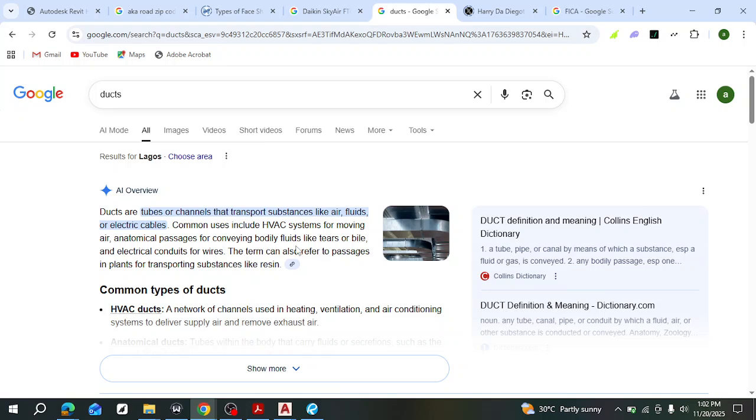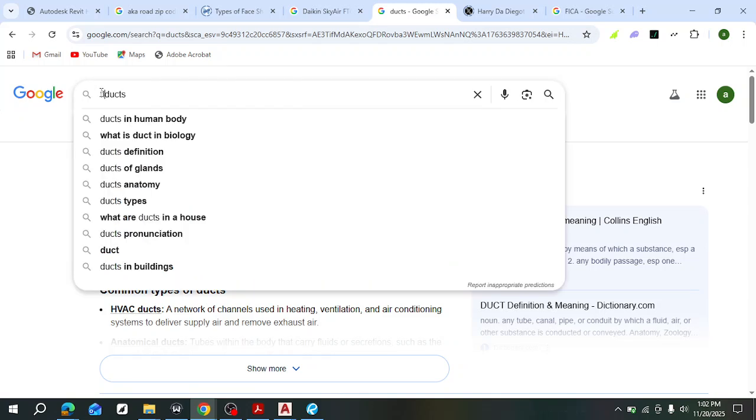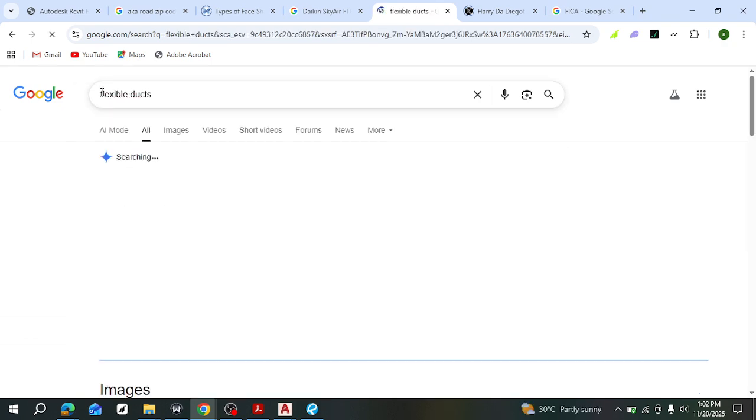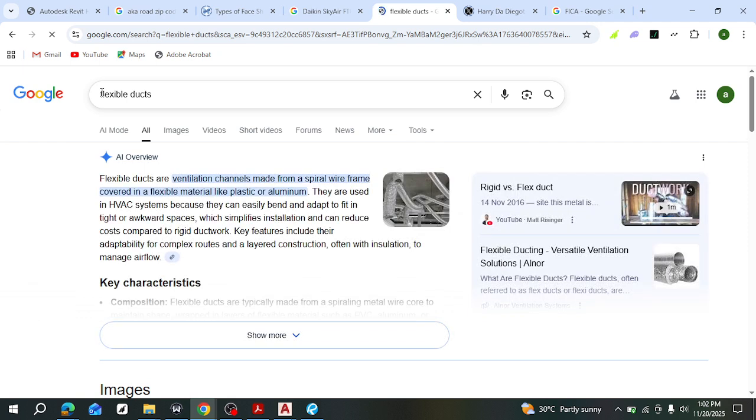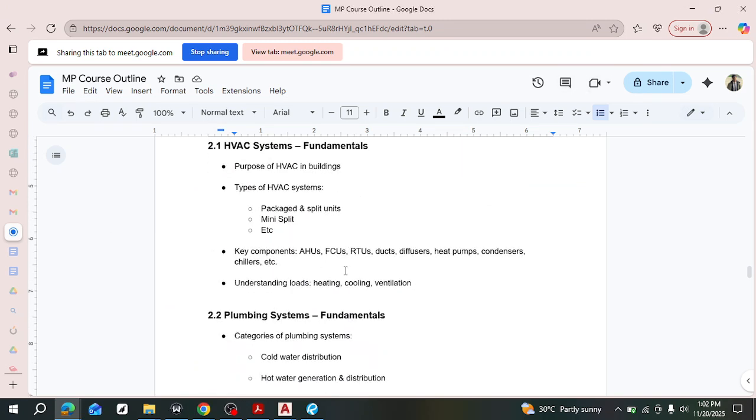Flexible because you can bend it to fit into a specific place. The other one is called a solid duct, which you can't really move around; you keep it in one place. Over time you're going to see what it looks like. You can also look it up to get a better understanding.